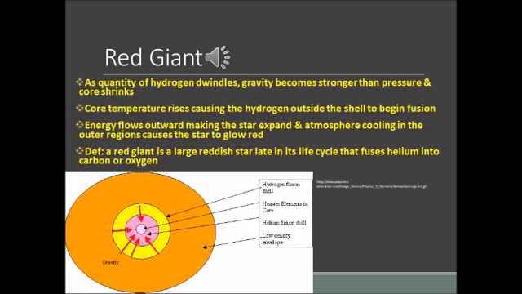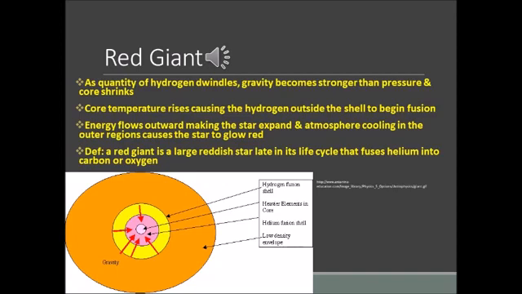So remember again, after the protostar, they go into the main sequence where they live out a lot of their life. Then they go into medium, remember the low to medium stars will go into a red giant. As the quantity of hydrogen dwindles, gravity becomes stronger and then the pressure in the core starts to shrink. The core temperatures rise, causing the hydrogen outside the shell to begin fusion. Energy flows outward, making the star expand, and the atmosphere is cooling the outer regions, causing the star to glow red.